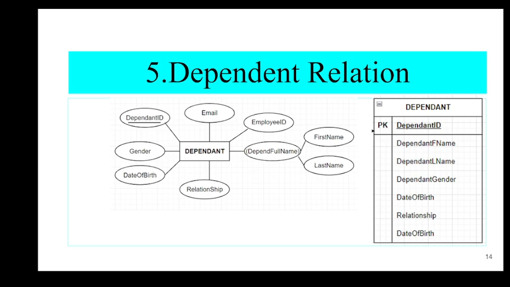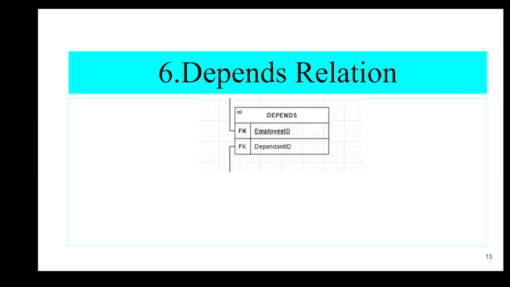Next we have dependent relation. Here dependent entity is mapped as dependent relation. So the unique attribute dependent ID, that in the case of ER diagram, is mapped as the primary key of the dependent resultant table. So the other attributes like email, employee ID, dependent full name, relation and date of birth are mapped as the normal column names of the resultant dependent relation.